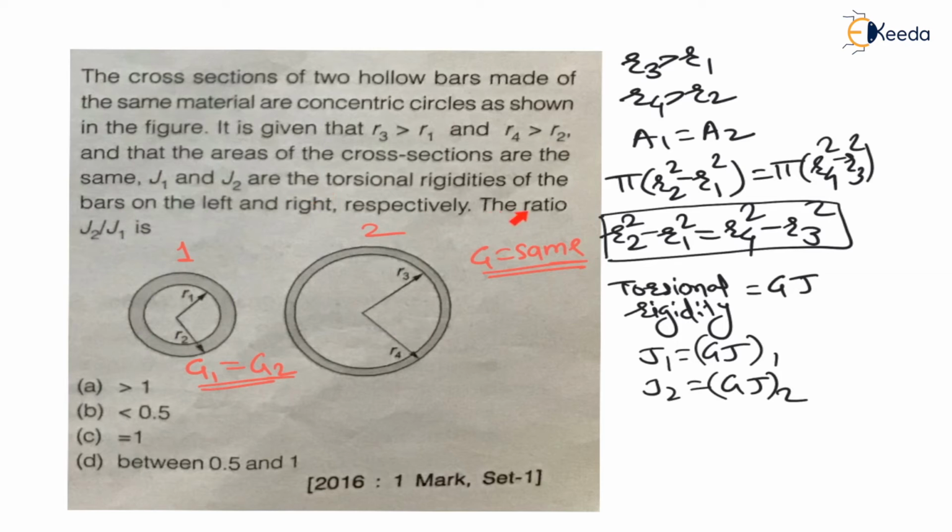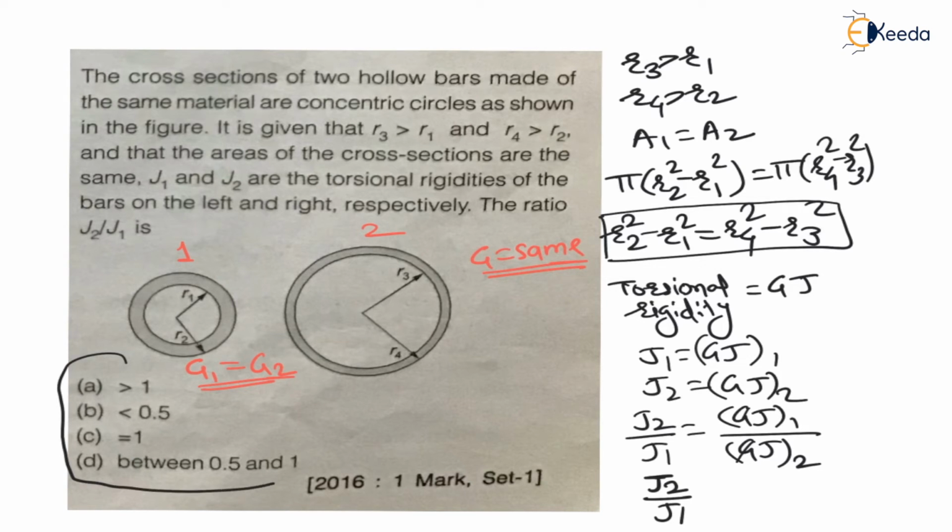Then the ratio J2 divided by J1 will be GJ of second shaft divided by GJ of first shaft. So G will get cancelled. Means they are asking what is the ratio of polar moment of inertia for second shaft to the first shaft, right? This ratio, and options are given: less than 1, or more than 1, or less than 0.5, equal to 1, between 0.5 and 1. Now let us solve this question.